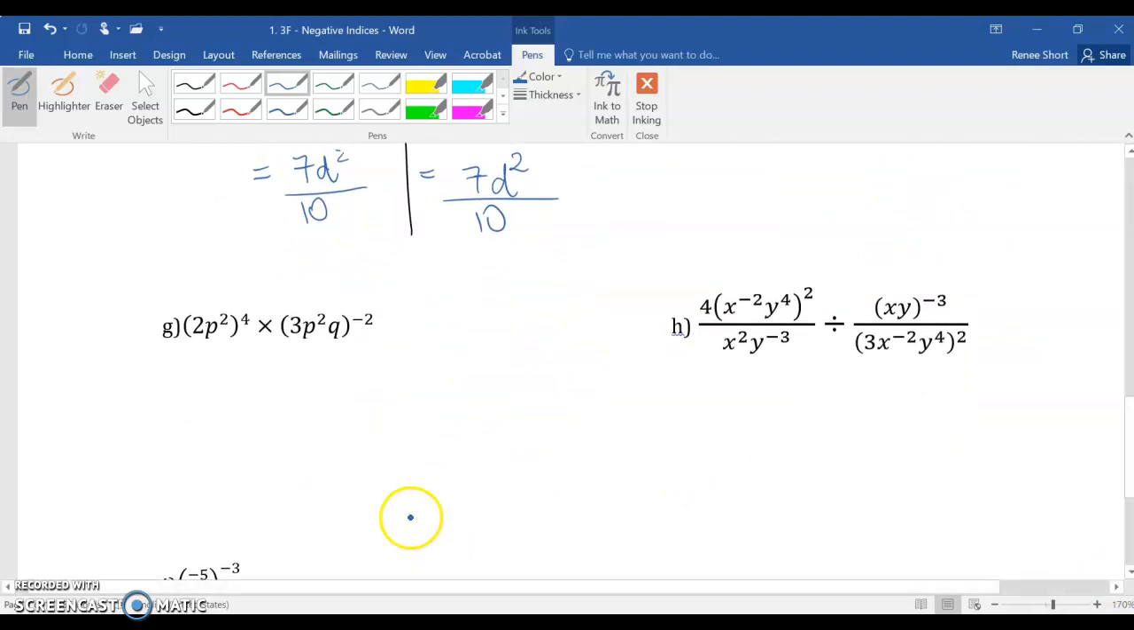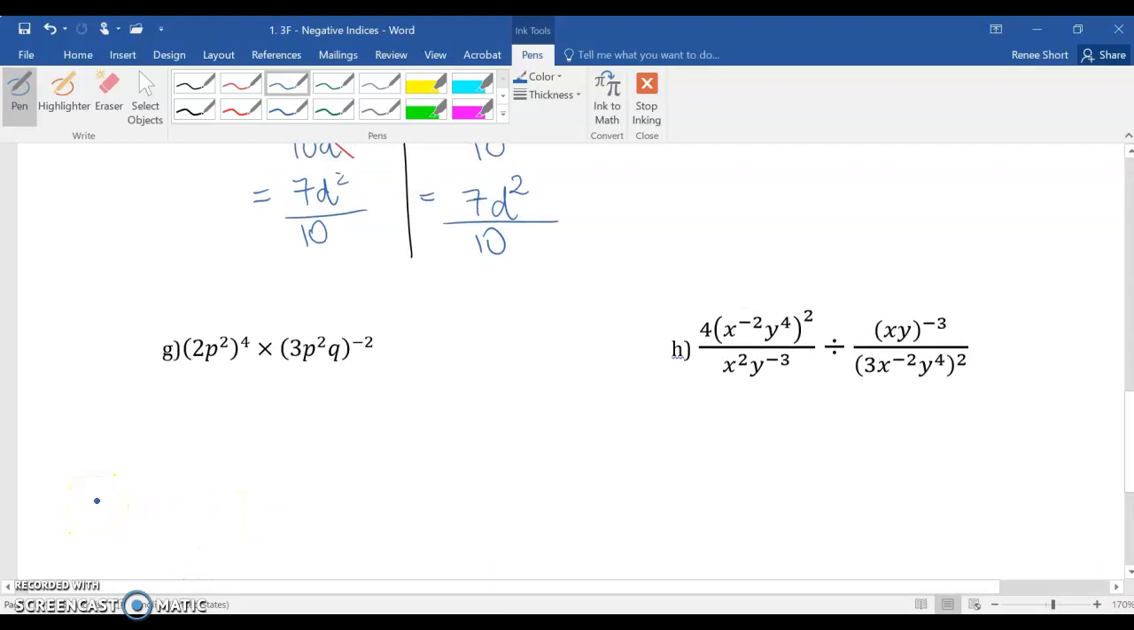G here, we've got a little bit more complex now because we've got some brackets in there as well. So we need to consider each separate bracket first and expand out the index that's outside the brackets, and then we'll worry about simplifying the multiplication here. So remember that an index outside the brackets applies to everything inside, and we need to multiply it by the indices inside. So this here, first of all, is going to become 2 to the power of 4, which is 16. And then p to the power of 8, which is 2 times 4. And then over here we're going to have times, and this negative 2 expands to everything in here. So it'd be 3 to the negative 2, p to the negative 4, q to the negative 2.